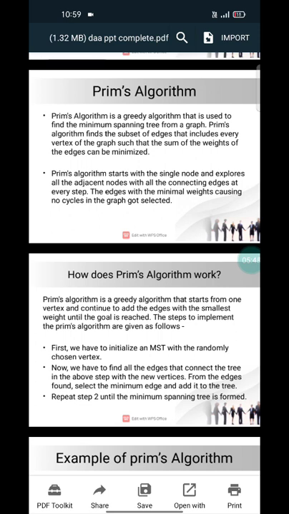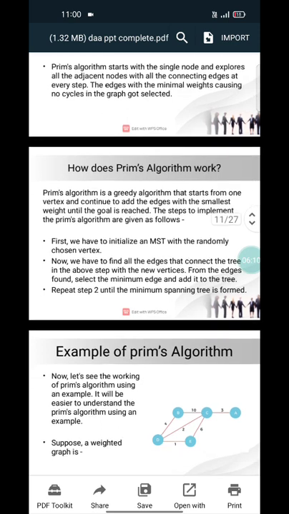Prim's algorithm finds the subset of edges that includes every vertex of the graph such that the sum of the weights of the edges can be minimized. Prim's algorithm starts with a single node and explores all the adjacent nodes with all the connecting edges at every step. The edges with the minimum weights causing no cycles in the graph get selected.